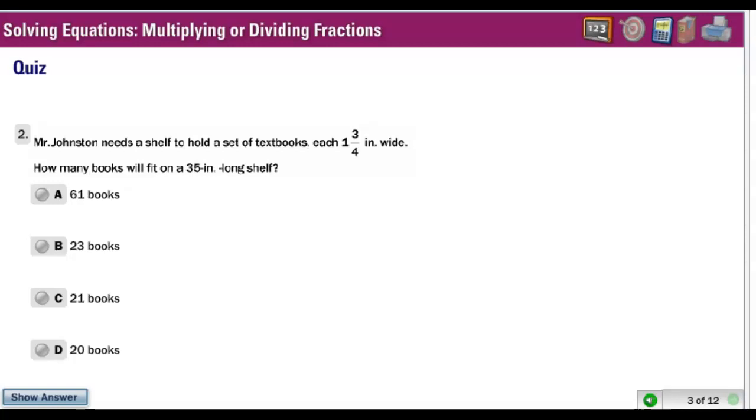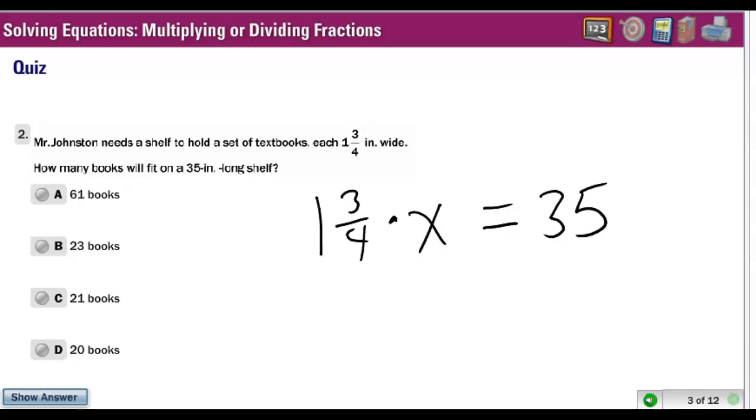How many books will fit on a 35-inch long shelf? Okay, so each textbook is 1 3/4 inches wide. So how many of those, right? So it's going to be times x of those, right? How many times those would fit into a bookshelf that's 35 inches long? Okay, so that's how you set up the equation. So this is an equation that has x multiplied by 1 3/4, and it'll be equal to 35.